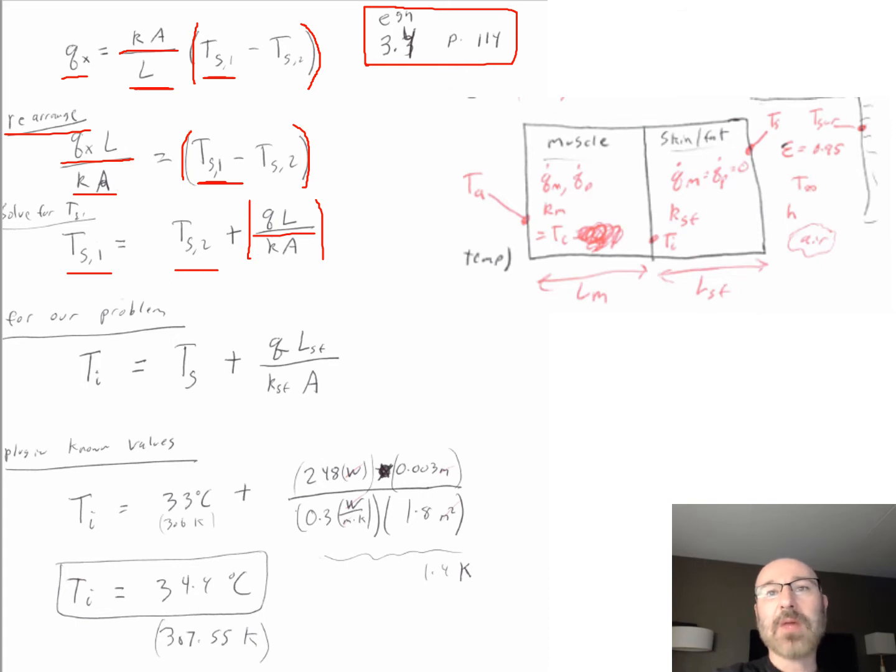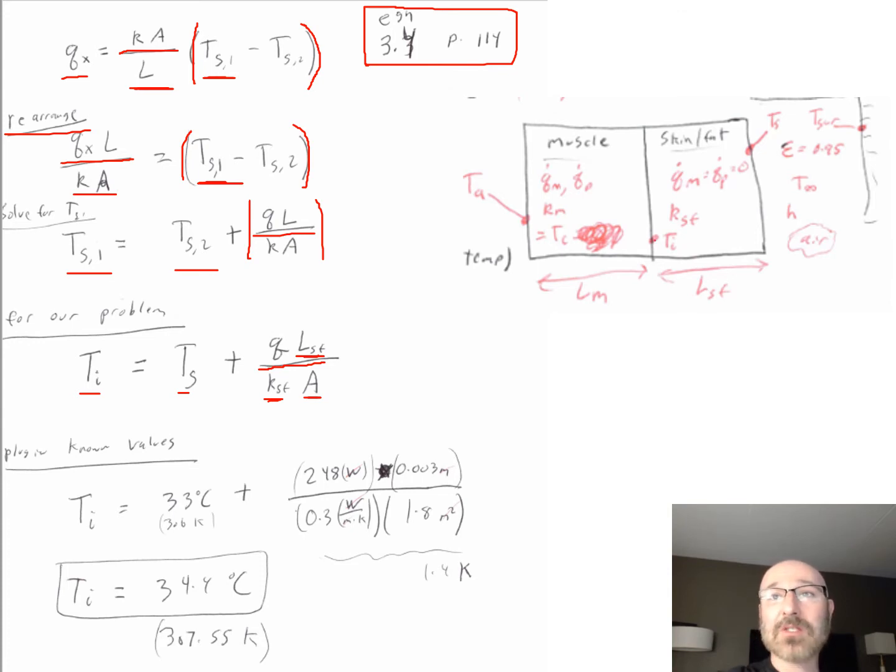So for our problem, let's plug in our specific variables, and this is great while we have that setup page so we can plug back in. Our TS1 is really our T sub I. Our TS2 is our T sub S. We have our Q term. Then our L is the L for the skin fat layer, and our K is the K for the skin fat layer as well. Then we have our area, which was given to us in the previous example, 1.7.